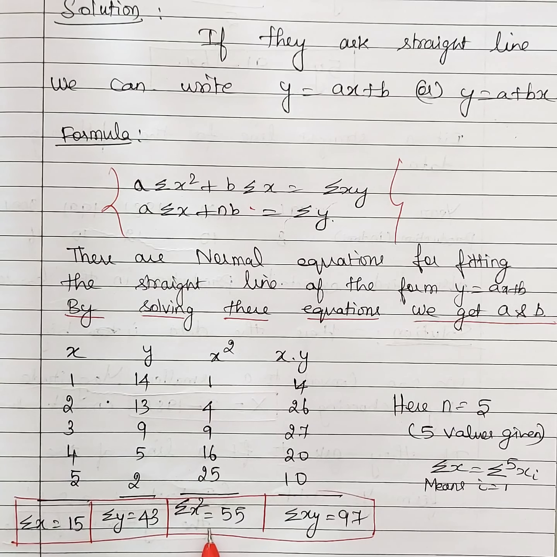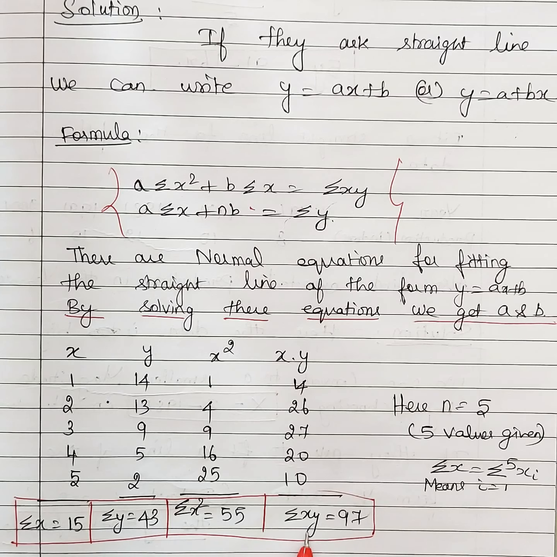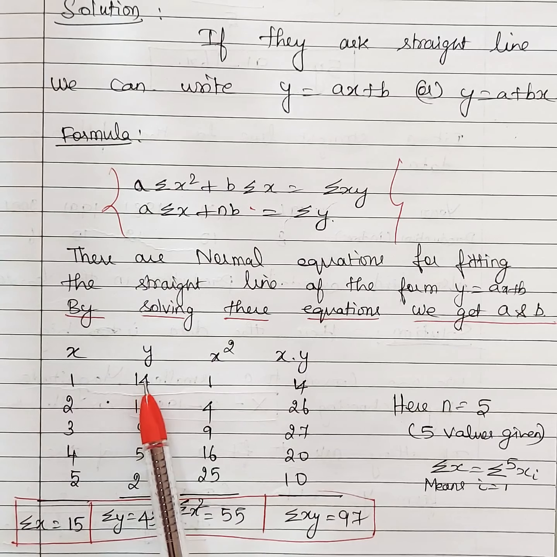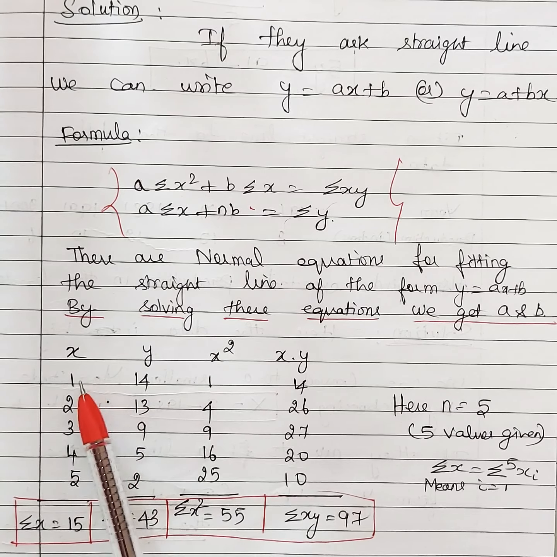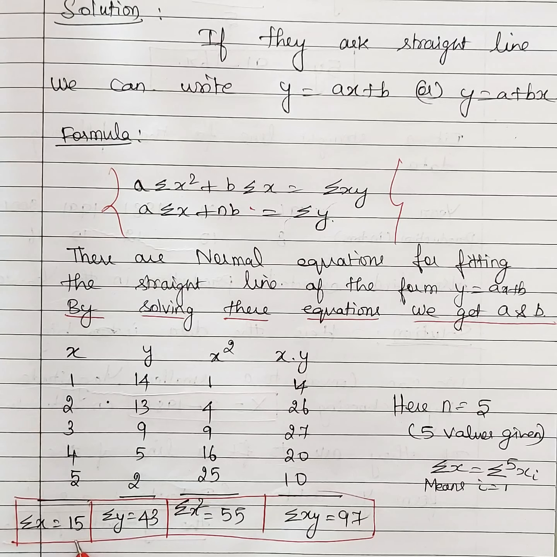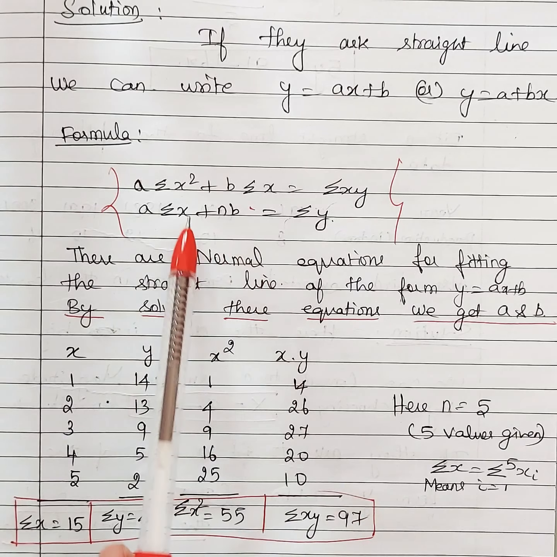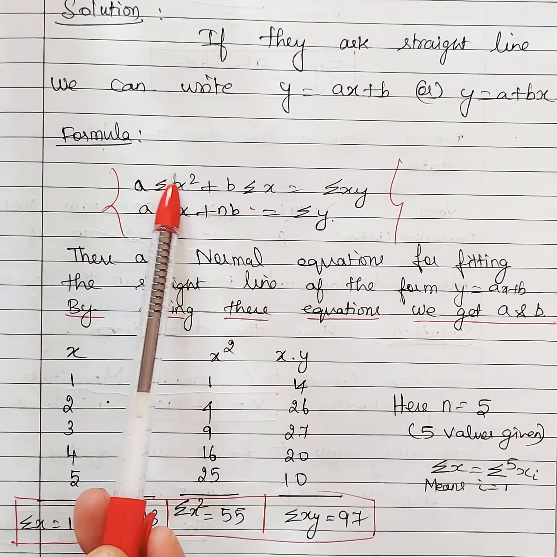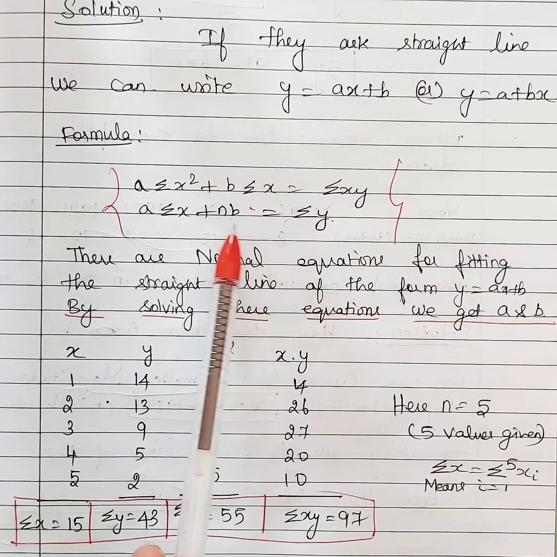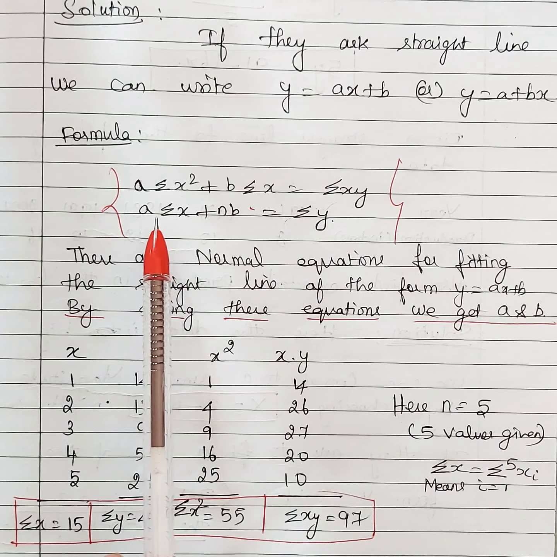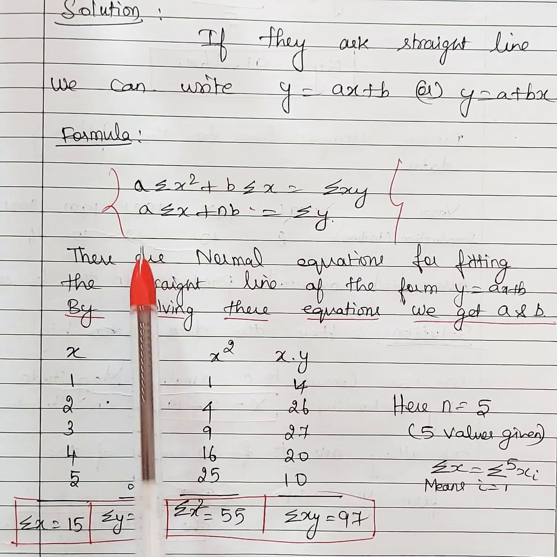Now we are adding the values. Summation x square is 55, summation xy, adding all the values, we get 97, summation y we got 43, summation of x we got 50. So 5 values are given, n is equal to 5. So what we are going to do? We are going to substitute these values in these two equations. Once we substitute these values, you will get 2 equations in terms of a and b.